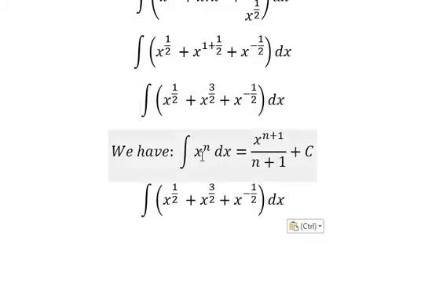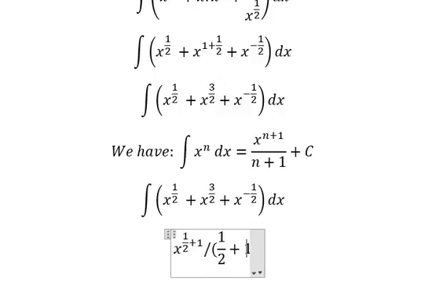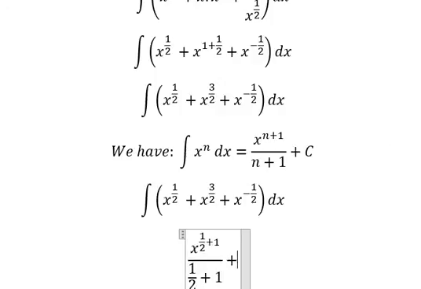So we can apply this formula to this one, and we will have s to the power of 1 over 2 plus 1, over 1 over 2 plus 1. Similar for the next one.